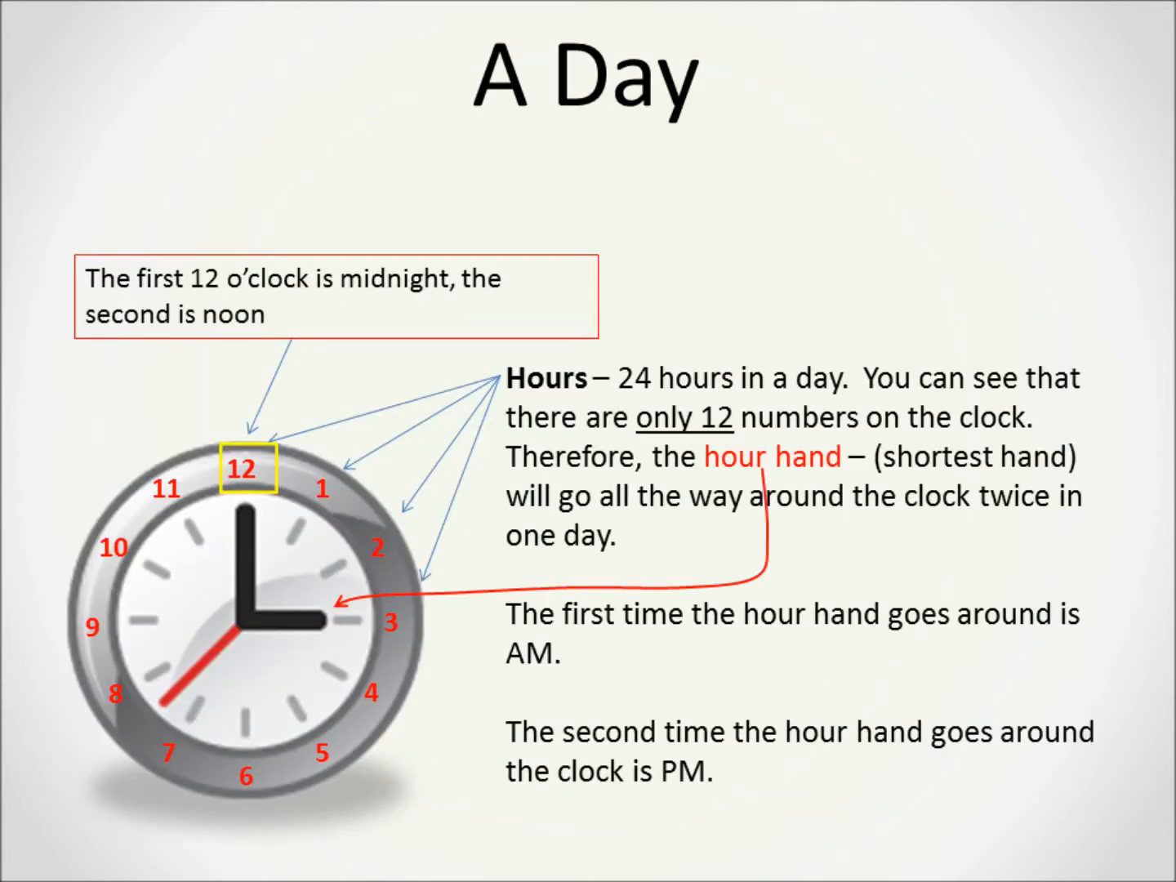Let's review a day. We can see that there are only 12 numbers on the clock, but we know there are 24 hours in a day. Therefore, the hour hand must travel around the clock twice each day. The first time the hour hand goes around, it's AM. The second time the hour hand goes around, it's PM. So the first time the hour hand is at 12, it's midnight. And the second time it's at 12, it's noon.